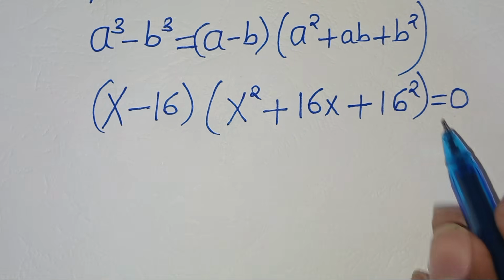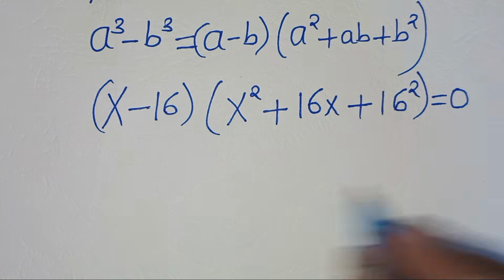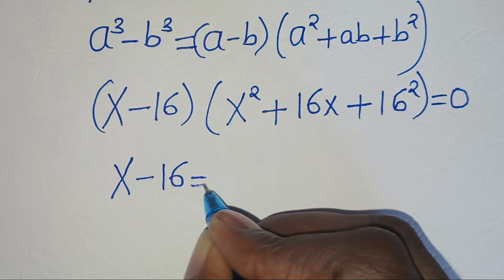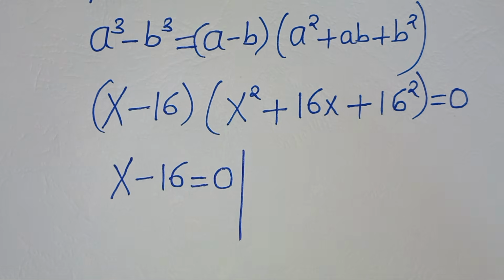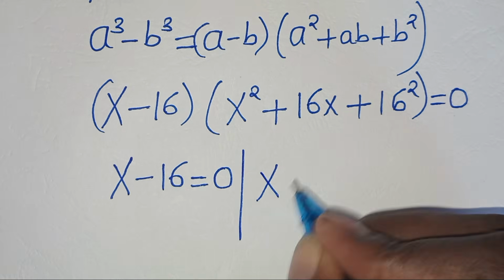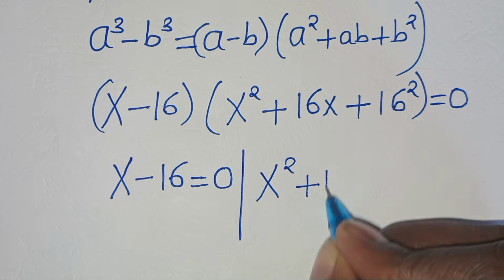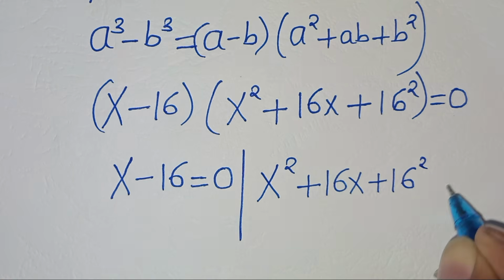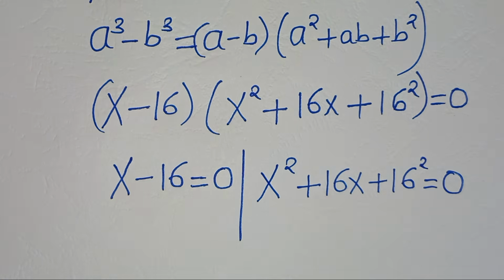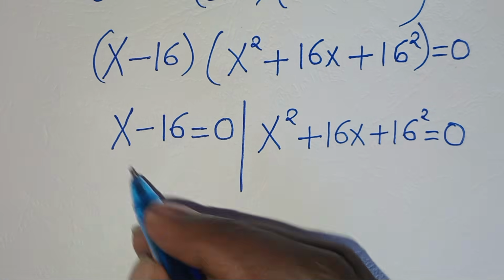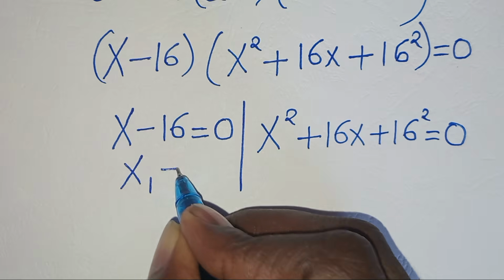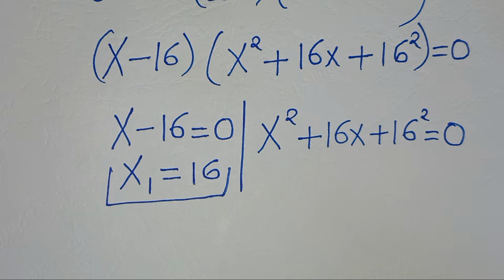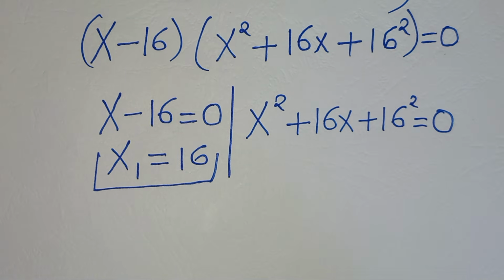The next step is that here we have two parts. We have x minus 16 is equal to 0. Then we have x to the power of 2 plus 16x plus 16 squared is equal to 0. So from the first part, we have x1 is equal to 16. This is a real solution.